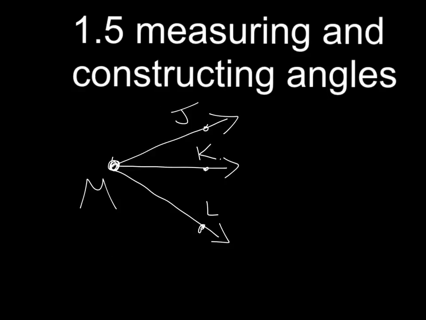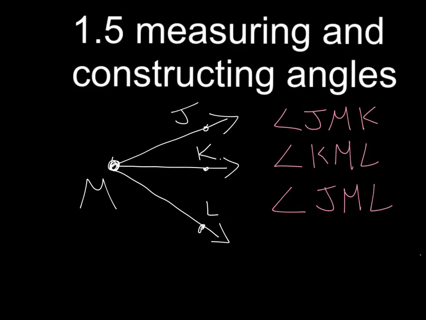So let's look at this crude drawing of an angle that I just drew. It's tough to draw with the stylus, as you guys know. So we have J, M, K, K, M, L. Now if I asked you to go ahead and name 3 angles that are in this particular diagram, push pause. So if you said angle JMK, angle KML, and angle JML, you are correct. So if you notice, what do you notice about what's in the middle? What do we call that? You got it, vertex.